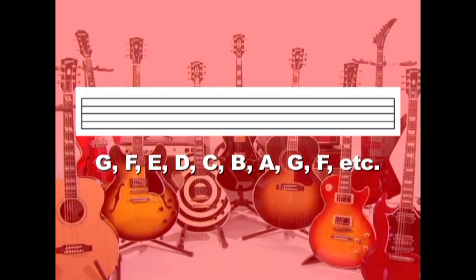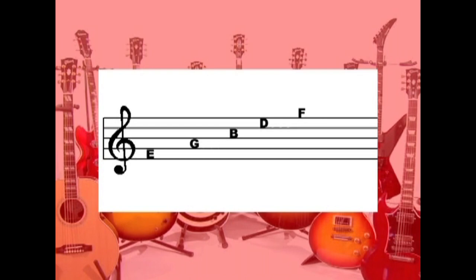The lines on the guitar staff represent the notes E, G, B, D, and F. You can easily commit this to memory by using the phrase, "Every good boy does fine." The spaces on the guitar staff represent the notes F, A, C, and E. The word face can be used to memorize these notes.